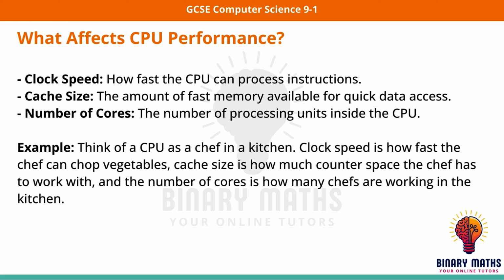Think of a CPU as a chef in the kitchen. The clock speed is how fast the chef can chop vegetables. The cache size is how much counter space the chef has to work with. And the number of cores is how many chefs are working in the kitchen. The more chefs and the more counter space you have, the faster you can prepare the meal.